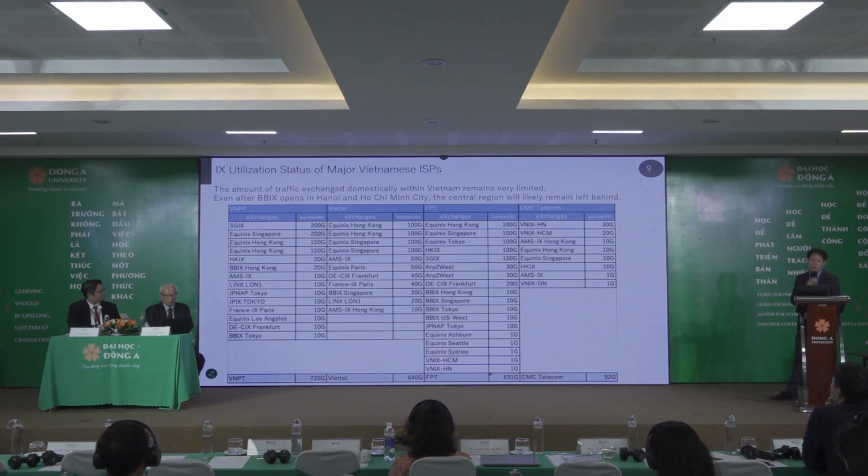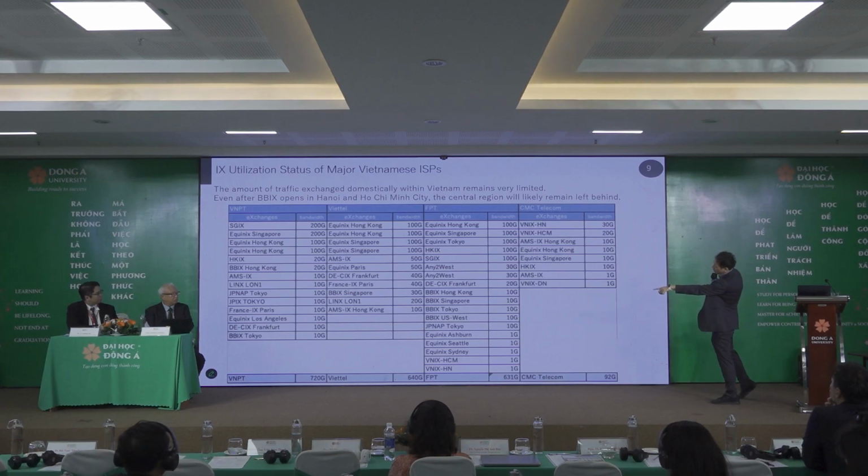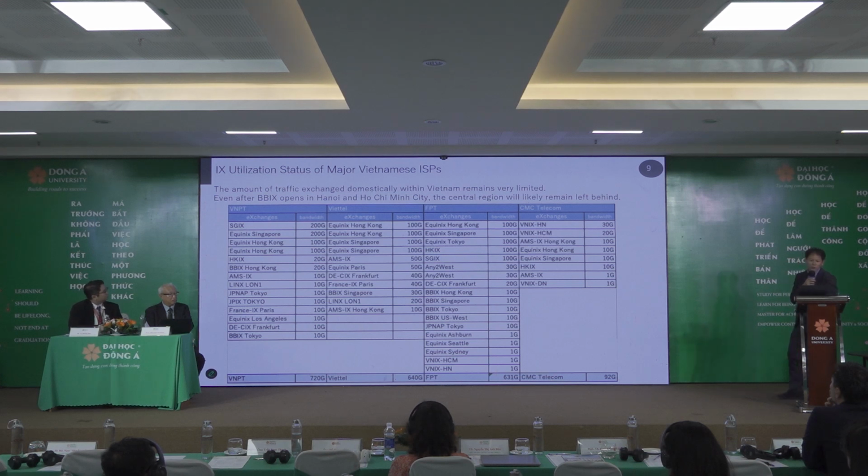IX utilization status of major ISPs: VNPT, Viettel, FPT. Total amount about 700G, 600G, 600G, 100G, and using Singapore, Hong Kong, Equinix Hong Kong. So the amount of traffic exchanged domestically within Vietnam remains very limited. Even after BBX opens in Hanoi and Ho Chi Minh City, the central region will likely remain left behind.